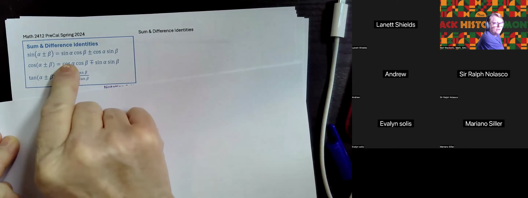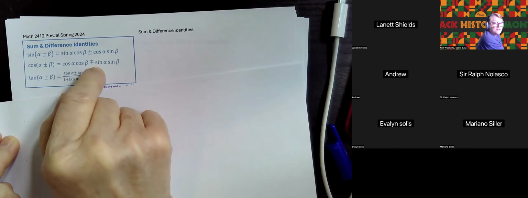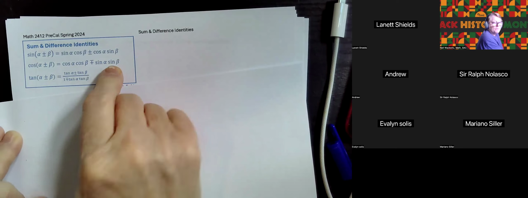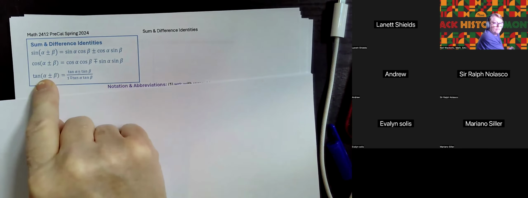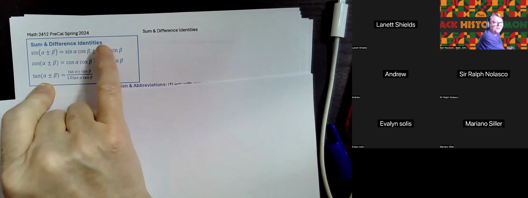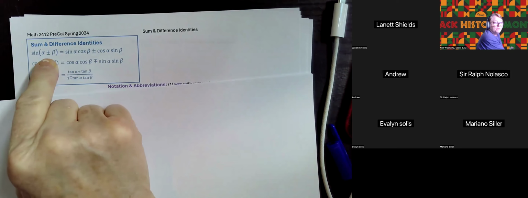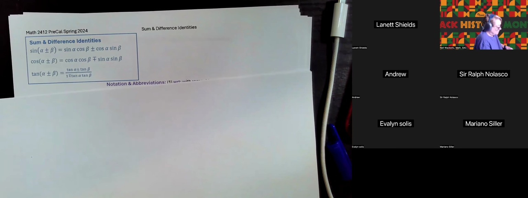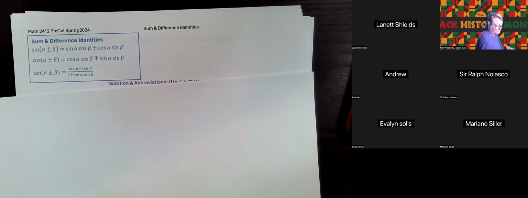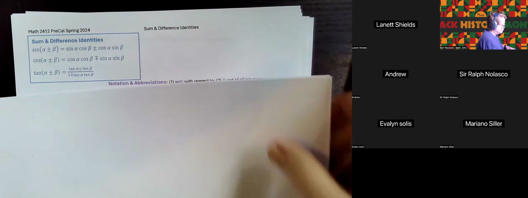Cosine of the sum of 2 angles is cosine of the first, cosine of the second, minus sine of the first, sine of the second. And then finally, we have tangent of the sum and difference. And you can get to the tangent formula by dividing sine of the sum or difference by cosine of the sum or difference. The proof of these identities, we're only going to look at in a cursory way.